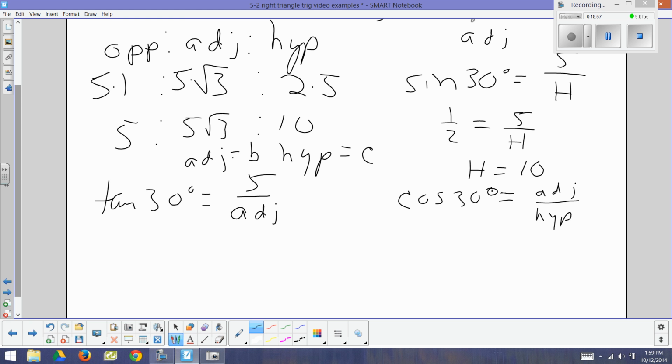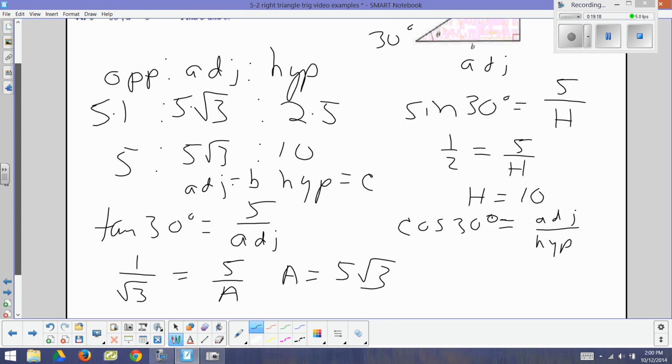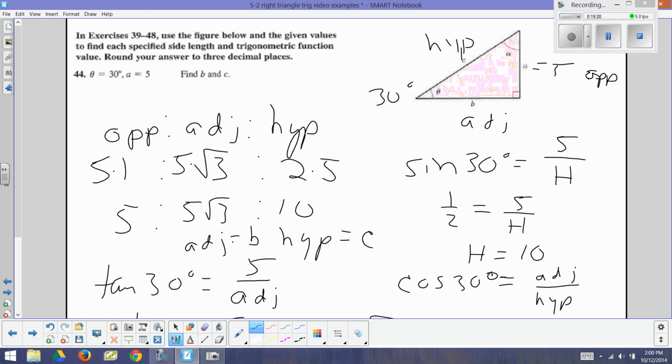So the tangent of 30 degrees, remember, is 1, 2, radical 3 is a triangle. So the opposite of 30 is 1, and the adjacent side would be radical 3. That is equal to 5 over my adjacent side. And then when I cross multiply, I get A is equal to 5 radical 3. So either way you do it, it does work.